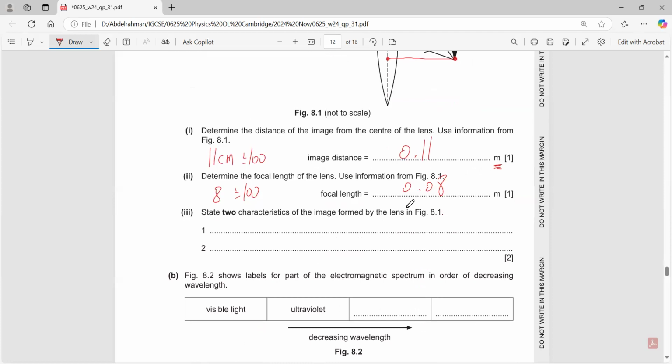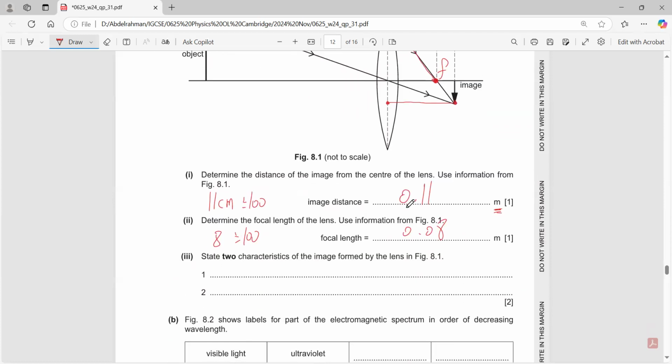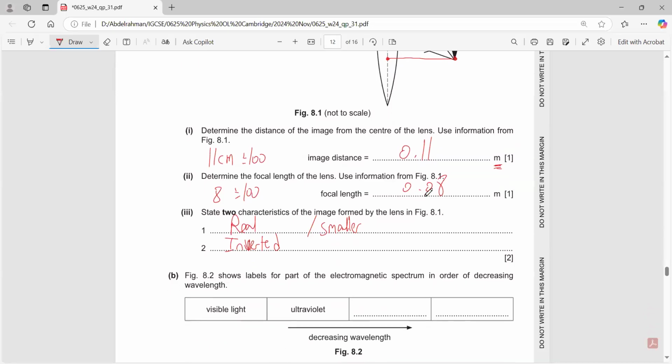Two characteristics of the image formed. You actually have three characteristics for this image. It is inverted, it is real, and this image is smaller or diminished. So real, inverted, and if you want to say smaller, it would also be correct, or diminished.